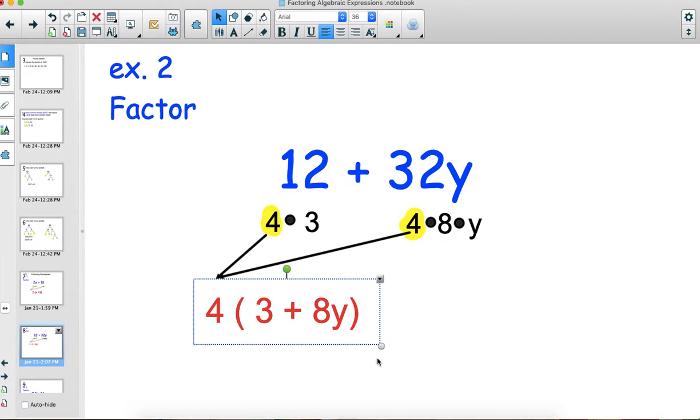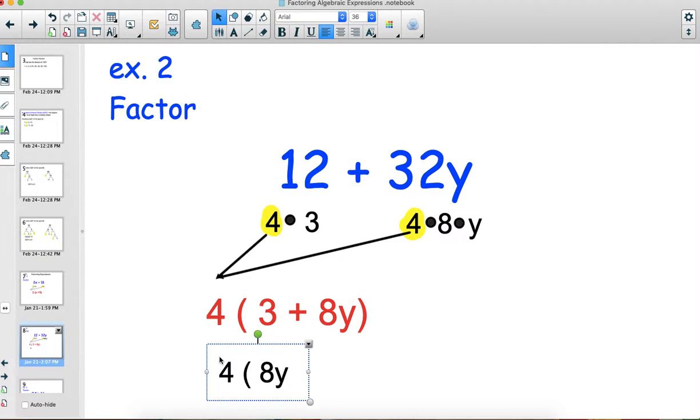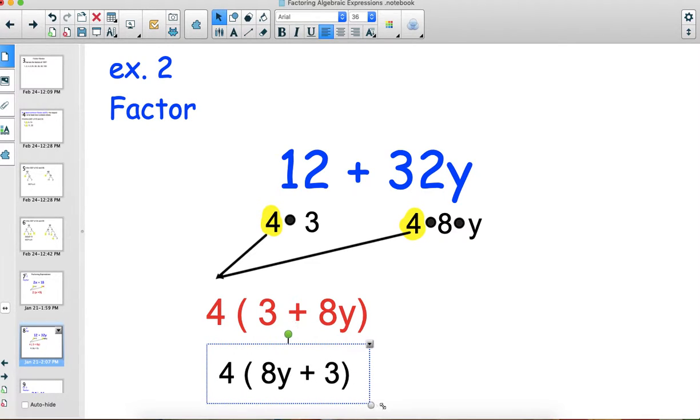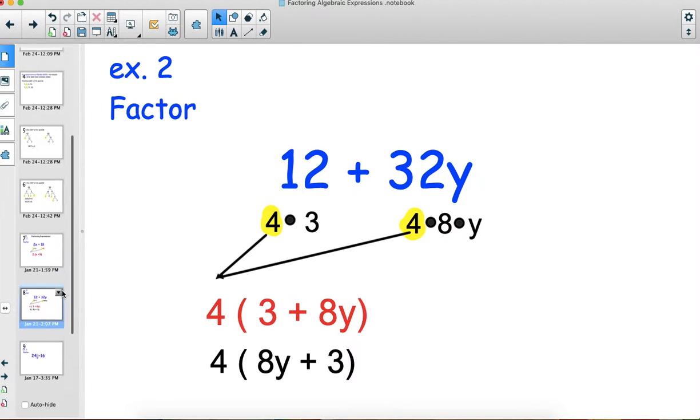And that is factored. That is the answer. Ms. Garcia, what if I wrote it as 4 times the sum of 8y plus 3? Is that still correct? Yeah, that would still be correct because you would get 32y plus 12, and using the commutative property, you could flip that around, and it's equivalent. So either way would be correct.